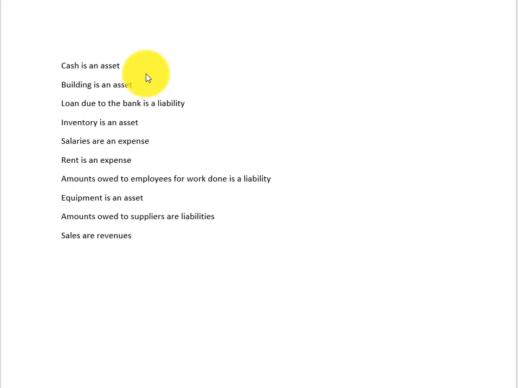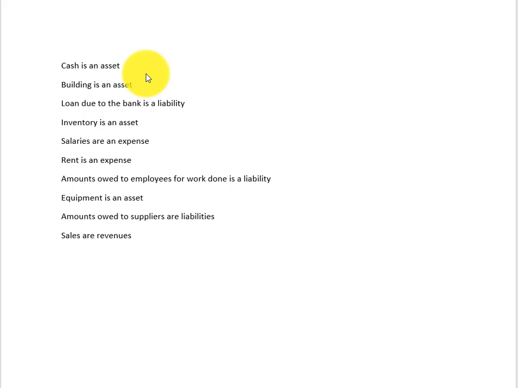A loan due to the bank is a liability. Notice the due part. That is a good indication that it is a liability. We borrow the money. That's the past event, and we're going to have to pay it back. That's the obligation to the bank. And so that is the definition of a liability.